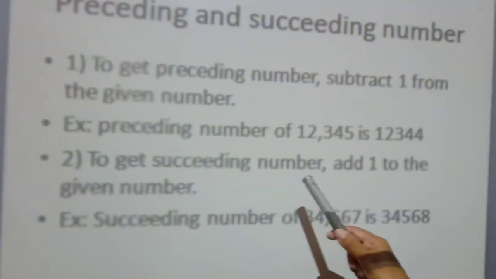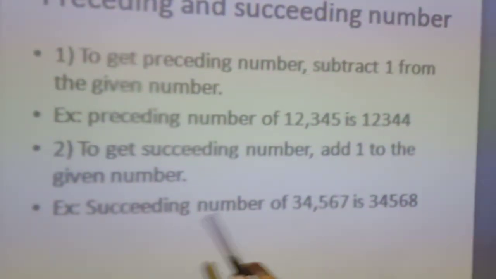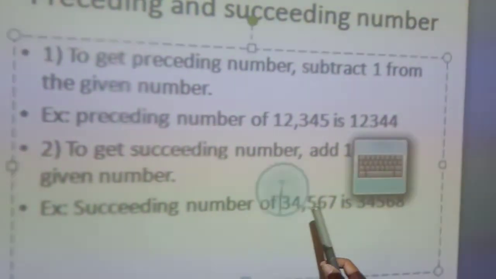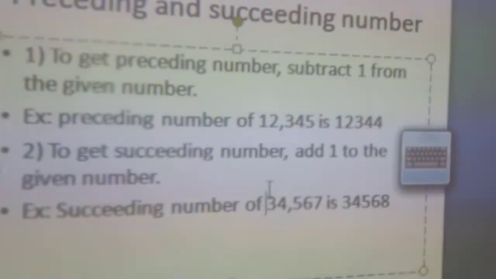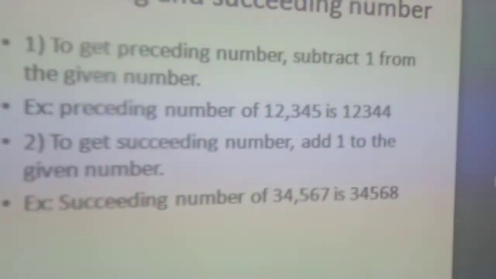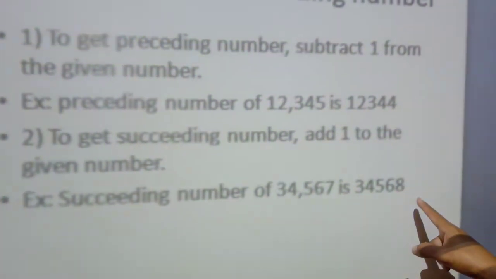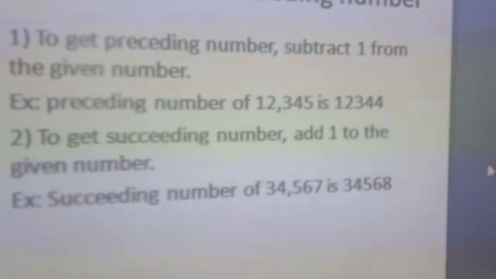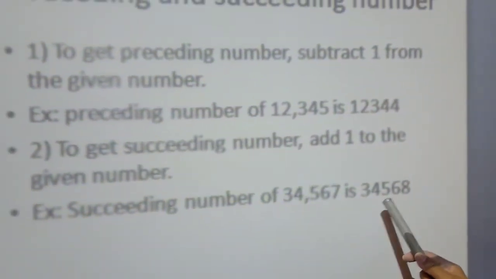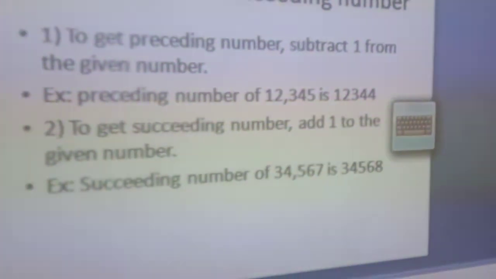To get the succeeding number, add 1 to the given number. Example, now the given number is 34,567. My succeeding number will be the next number, which means the last digit should be increased by 1, or add 1 to this given number. We get 34,568.